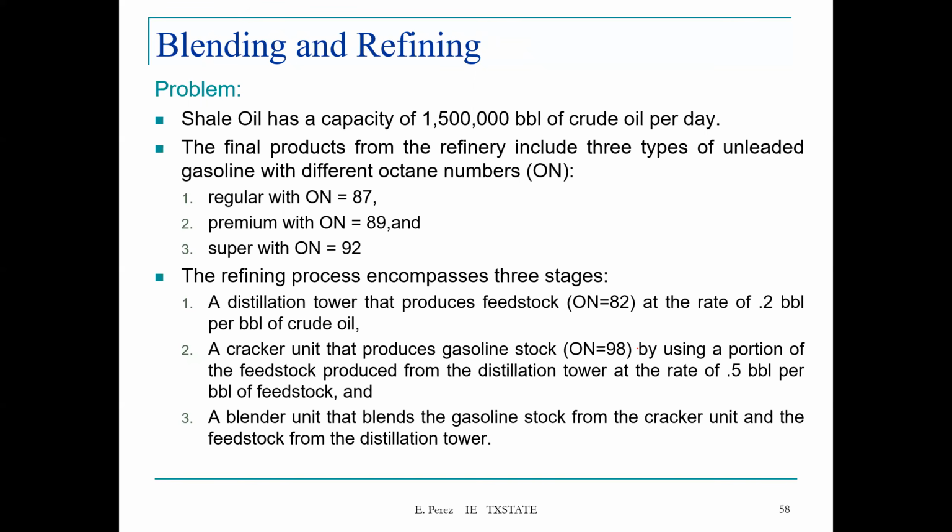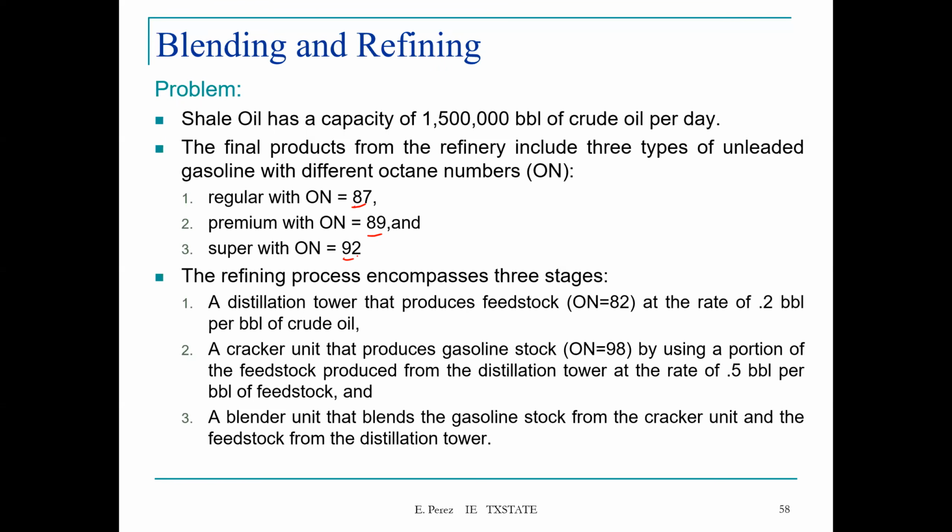This problem is longer than the previous problems that we discussed, but it's very interesting. This oil company has a capacity of 1.5 million barrels of crude oil per day. The final product from the refinery includes 3 types of unleaded gasoline with different octane numbers. So we have 3 different gasolines that can be produced with different numbers of octane.